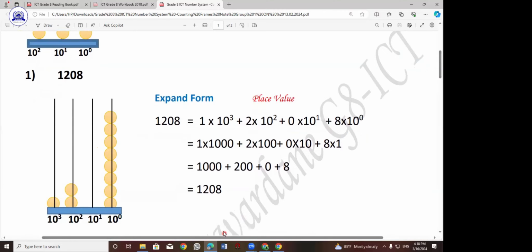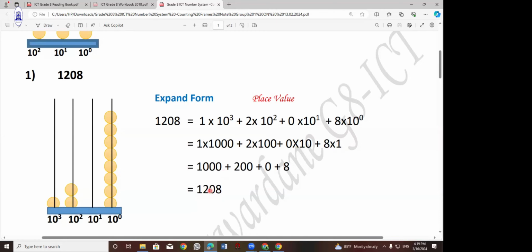If you see another example here, 1208, you expand it. This is the way we represent it. If you are asked to expand this, this is the way you have to write it on paper: 1 into 10 to the power 3 plus 2 into 10 to the power 2 plus 0 into 10 to the power 1 plus 8 into 10 to the power 0. Calculate: 1 into 1000, 2 into 100, 0 into 10, 8 into 1.